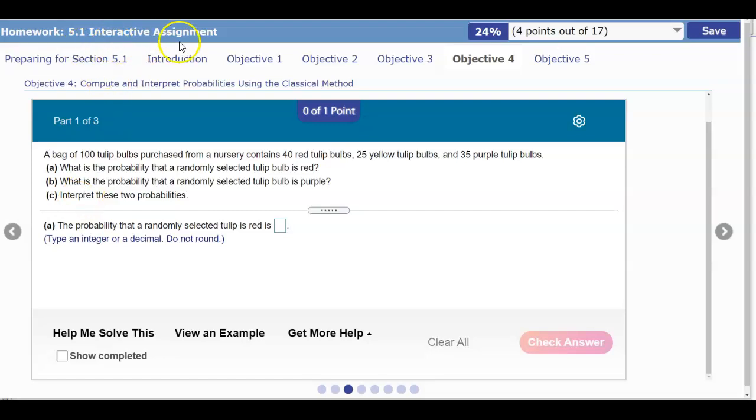Section 5.1 Interactive Assignment Objective 4. A bag of 100 tulip bulbs purchased from a nursery contains 40 red tulip bulbs, 25 yellow tulip bulbs, and 35 purple tulip bulbs. In the question, it says, what is the probability that a randomly selected tulip bulb is red? What is the probability that a randomly selected tulip bulb is purple? And then interpret these probabilities.